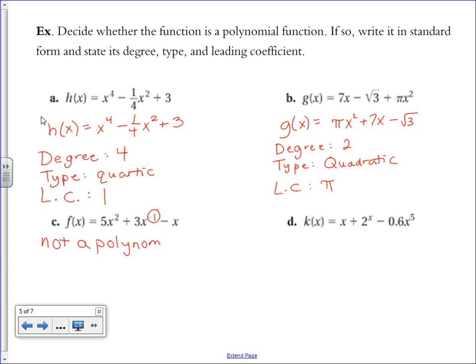And then our final term, we've got x plus 2 to the x power. And I can see right there when I'm checking my exponents to make sure that they're all whole numbers, because I have the variable x, I don't know if that's going to be a whole number or not. It could be negative, it could be a decimal, it could be a fraction. So we're going to have to say that this is not a polynomial either. We don't need to answer the other questions.